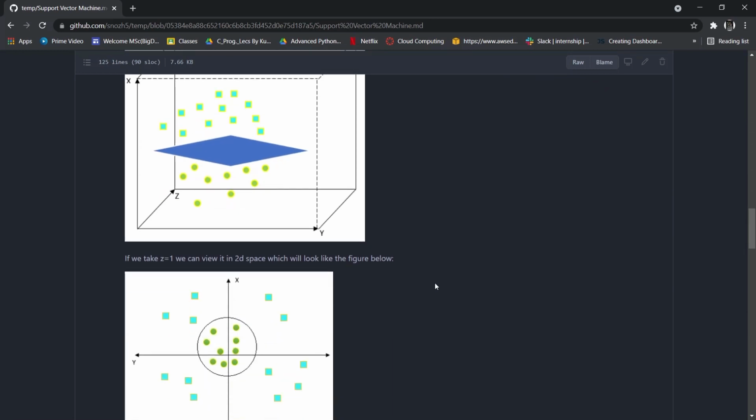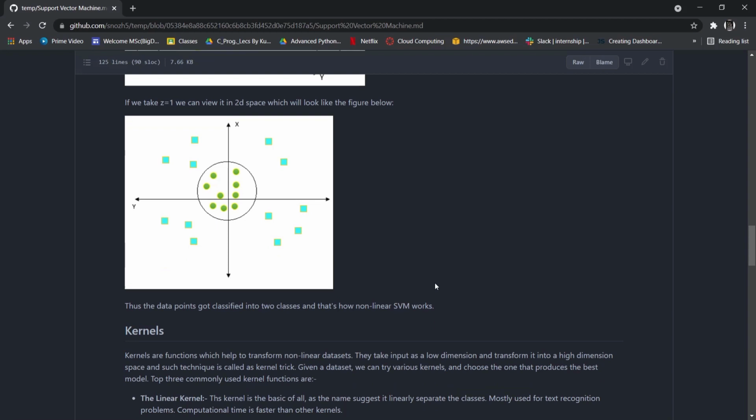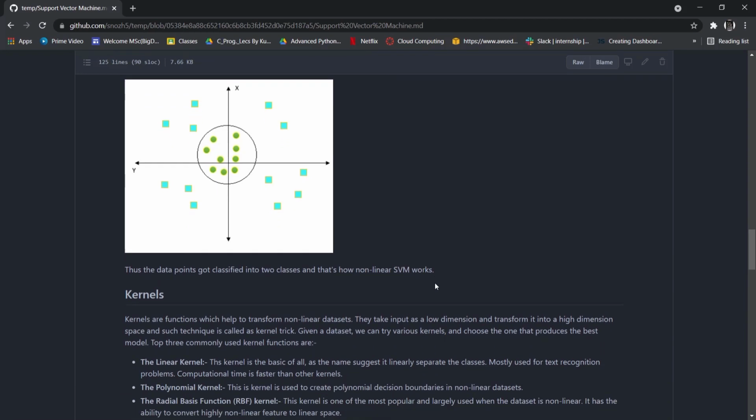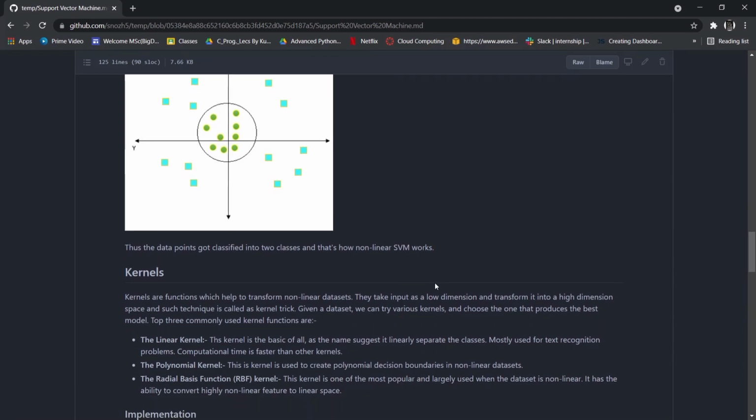So here we have linear and non-linear SVM, and moving further, we found a way to classify non-linear data by mapping it to a higher dimension. But calculating this transformation can get pretty computationally expensive. So the SVM algorithm has a technique called the kernel trick. The SVM kernel is a function that takes a low dimensional input space and transforms it to a higher dimensional space. That is, it converts a non-separable dataset into a separable dataset.